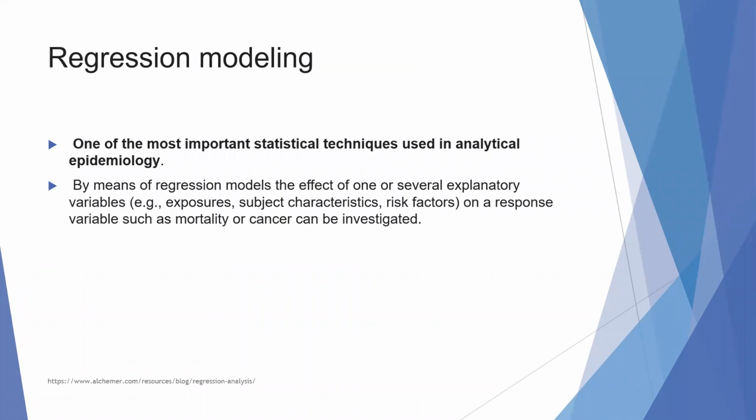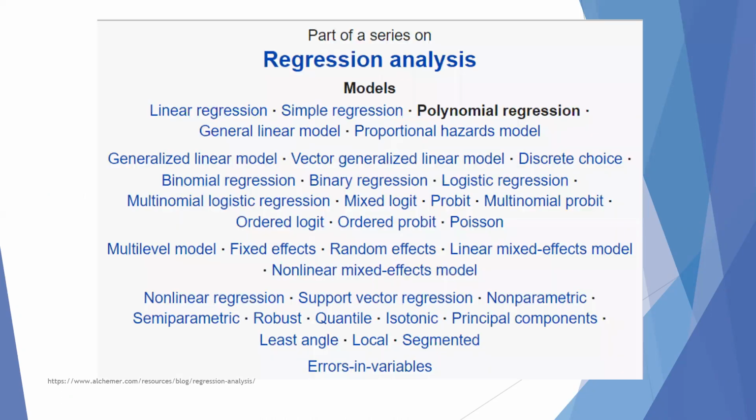Regression modeling is one of the important statistical techniques used in analytical epidemiology. With these regression models, the effects of one or several explanatory variables like exposure, subject characteristics, and risk factors on response variables such as mortality and cancers can be investigated. This is the whole summary of the regression analysis models.